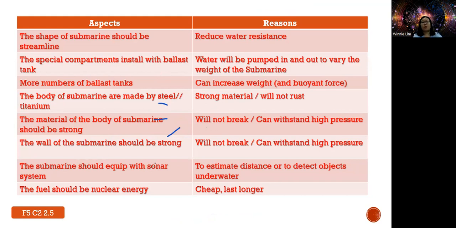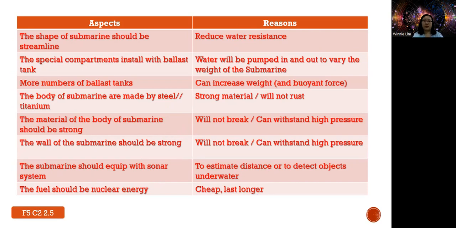And then the submarine should also be equipped with a sonar system, to estimate distance and detect objects underwater, or you can say the submarine can also be attached with a periscope, so you can see objects above. Then normally the fuel used in the submarine should be nuclear energy, because it can last longer and it's also cheap. So this is a possible answer that you can give. You can give more than 5 aspects, here there are 6, 7, 8. As long as your answer is not contrasting, then it's acceptable.